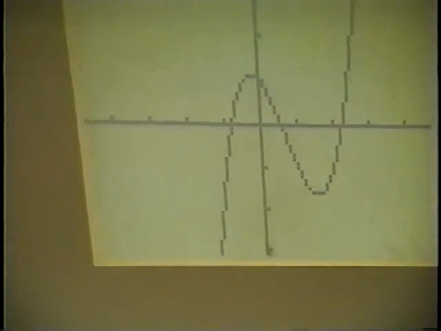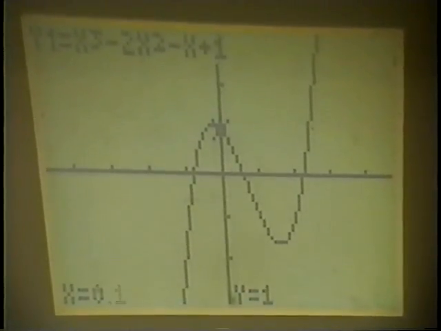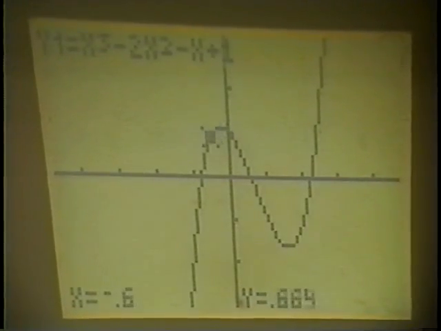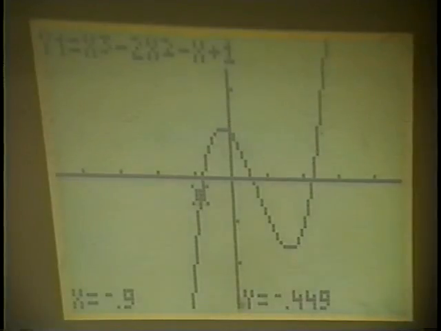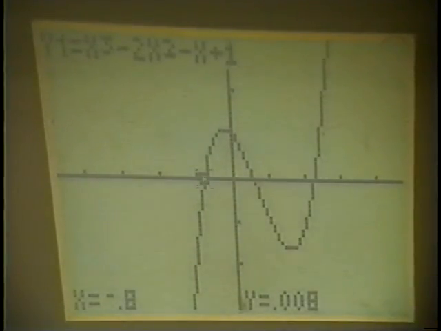Okay, I hit trace, and I'm going to position myself by moving the cursor to the left somewhere near the x-intercept. Remember, the root of the equation corresponds to the x-intercept. So this is a rough approximation, but I want more accuracy. So I hit zoom.